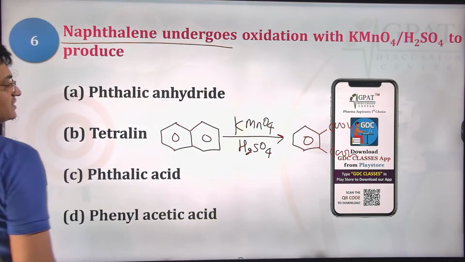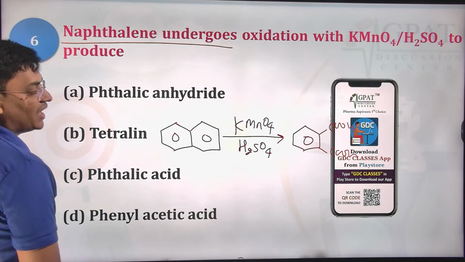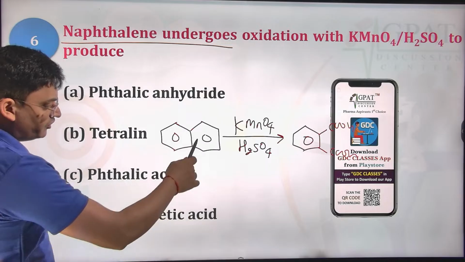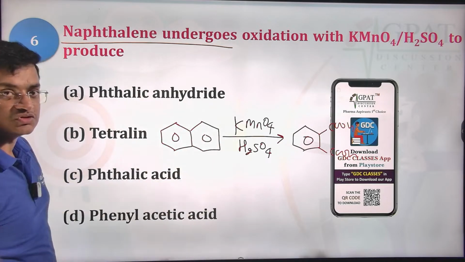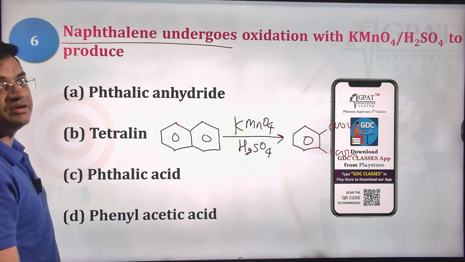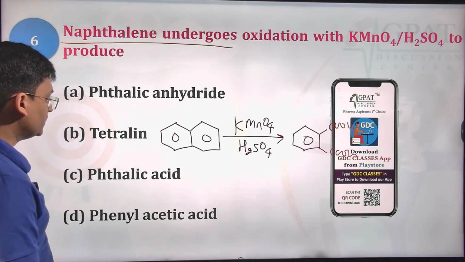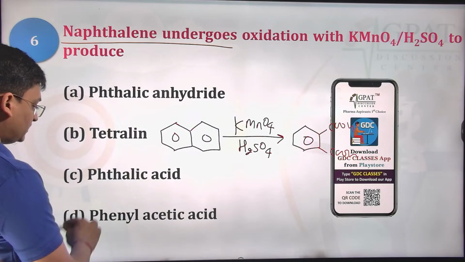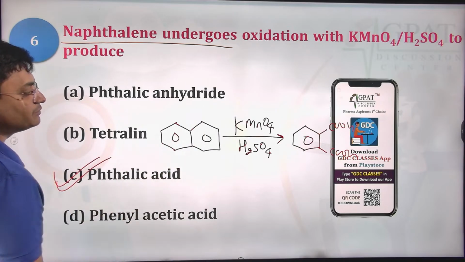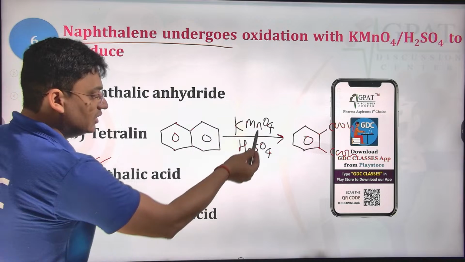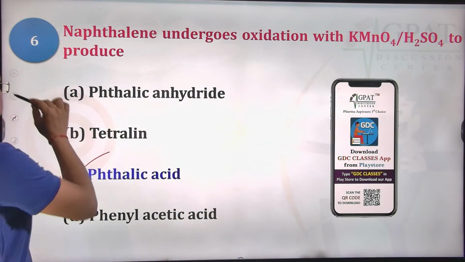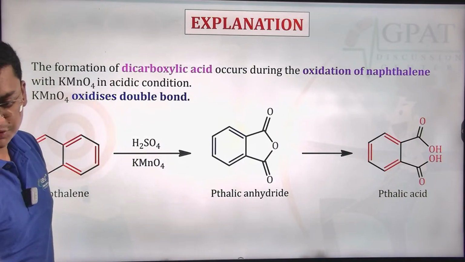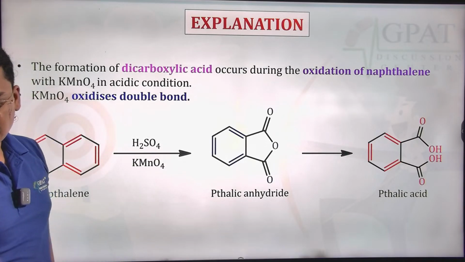That is also known as phthalic acid. When we take V2O5 in the presence of KMnO4 and H2SO4, the naphthalene is converted into phthalic anhydride. So the right answer for this question will be phthalic acid. Basically, this naphthalene gets converted into phthalic acid with the help of KMnO4 and H2SO4. So yes, C is the right answer.